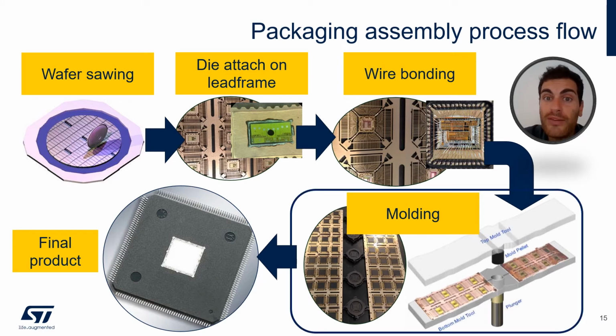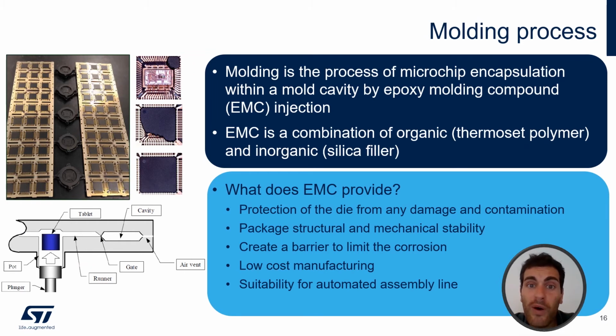Today we concentrate our speech and our efforts on the final step of the manufacturing assembly, the molding process. The molding process consists of the chip encapsulation with an epoxy molding compound injected into a mold cavity. Most of the time, the molding process is transfer molding, like here in the picture. But we also have technologies suited for compression molding, capillary underfilling, and embedded wafer level package.